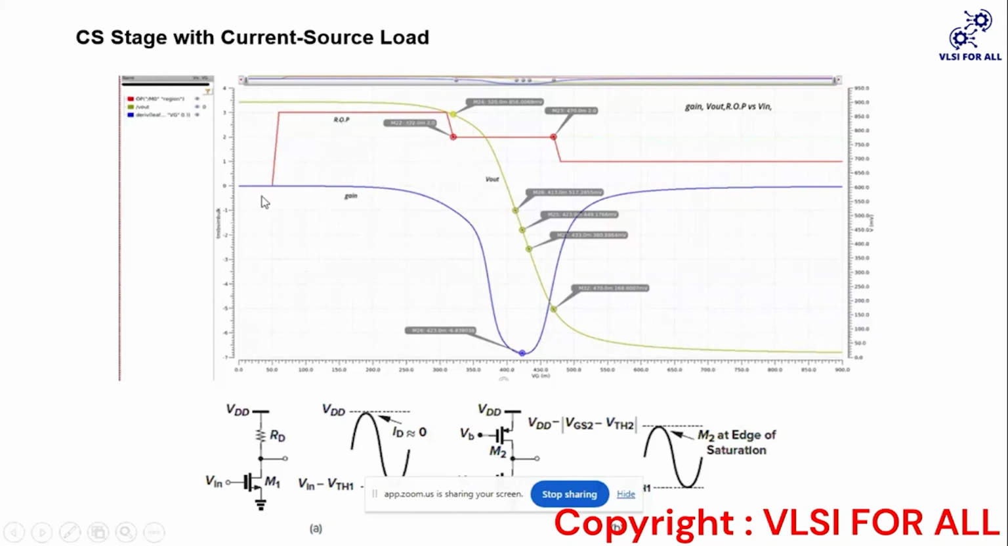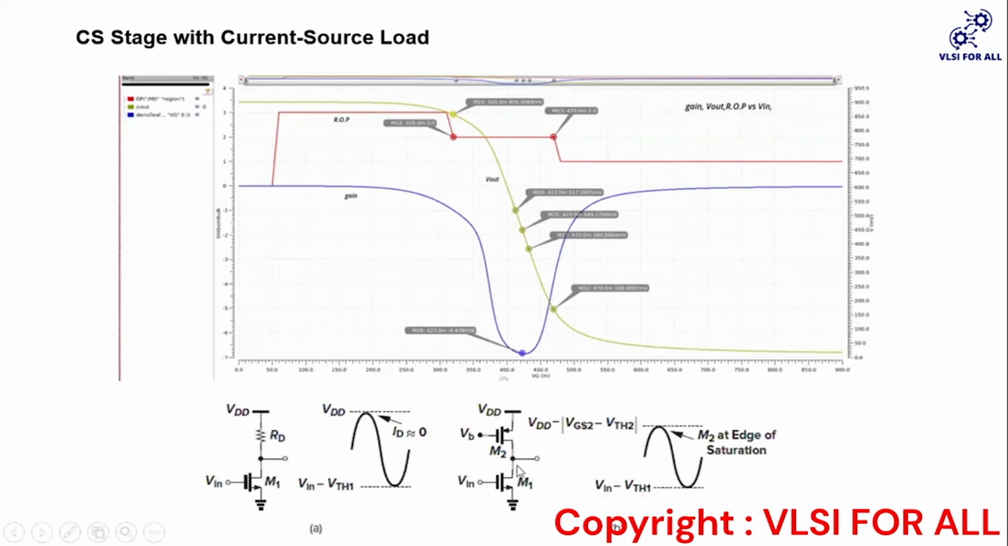As we can see the region of operation for the NMOS, the first stage is the same: it is in cutoff, then it will be in subthreshold region, then in saturation, and then in linear region. So we can see here, between 320 and 470, this NMOS is in saturation region.